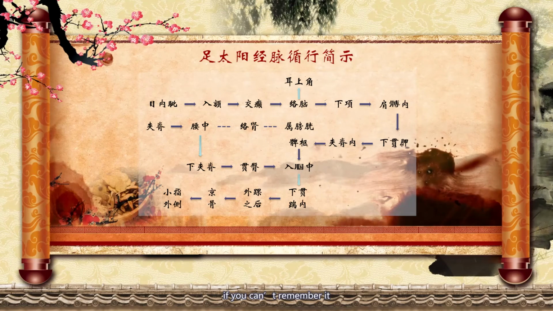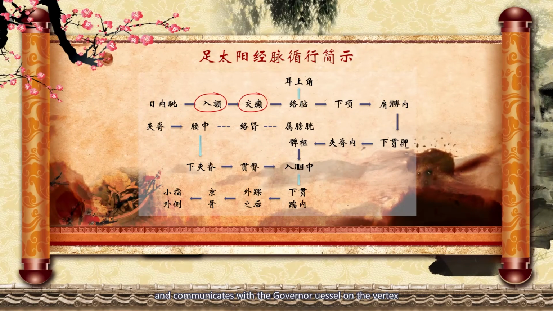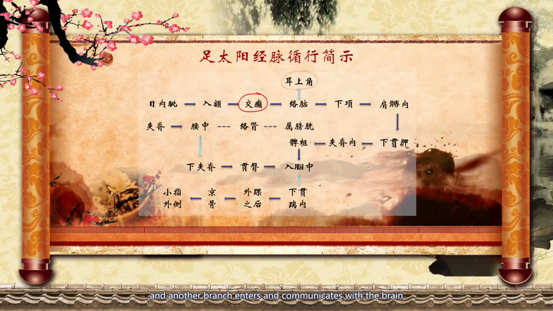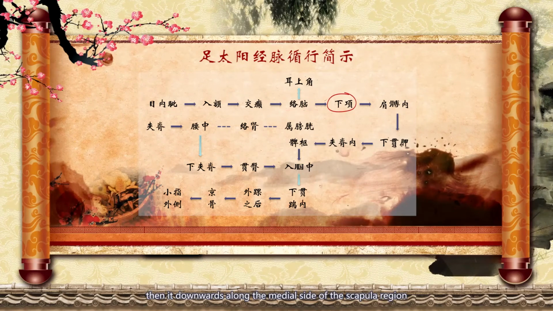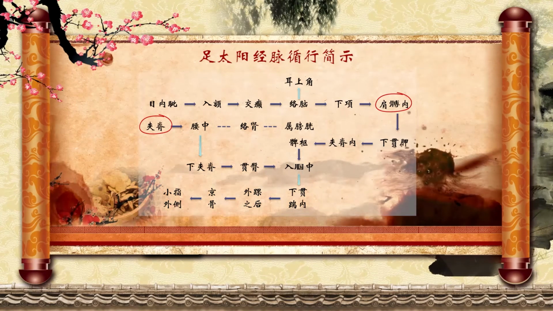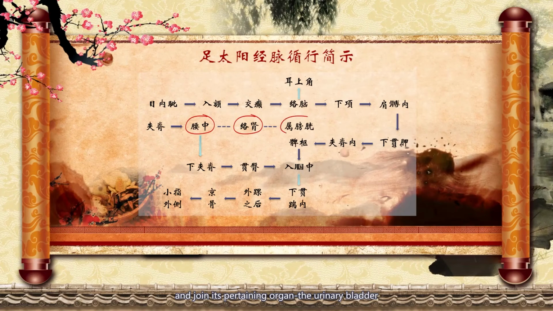If you can't remember it, you can remember this circulation diagram. The meridian comes out from the inner canthus, then passes through the forehead and communicates with the governor vessel on the vertex. A branch runs to the temple, and another branch enters and communicates with the brain. Then it runs downwards along the medial side of the scapular region and parallel to the vertebral column, reaches the lumbar region. After reaching the waist, it passes the paraspinal muscles, then enters the body cavity to connect with the kidney and join its pertaining organ, the urinary bladder.